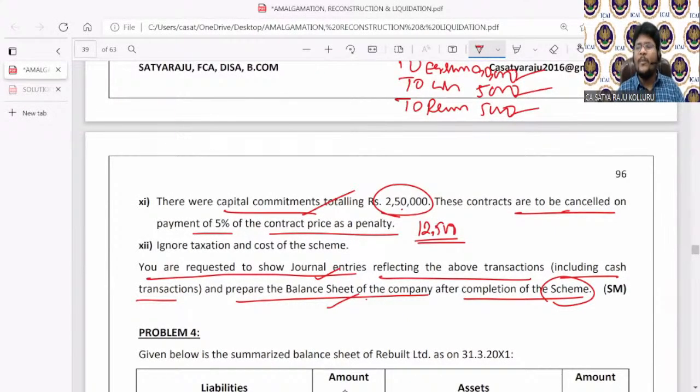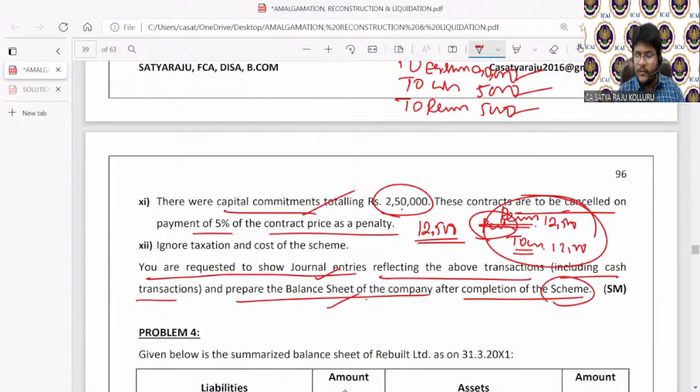Now at the time of making payment of penalty, what is the journal entry actually? Penalty accounted to cash or bank. Penalty is generally transferred to profit and loss account. But during the process of internal reconstruction, any expenditure you need to set off with reconstruction account only. So the penalty goes to reconstruction account. Reconstruction account debit to cash account is the entry for 12,500.